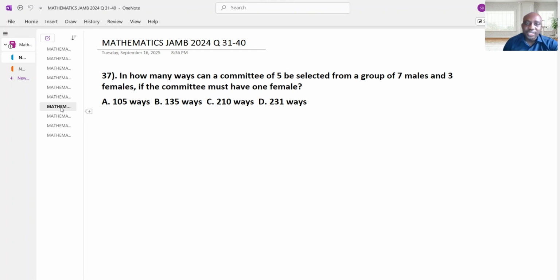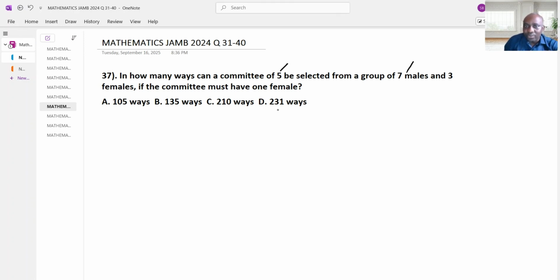In how many ways can a committee of 5 be selected from a group of 7 males and 3 females if the committee must have 1 female? We are going to select 4 from the males and the remaining 1 from the females, because the question said that the committee must have only 1 female.